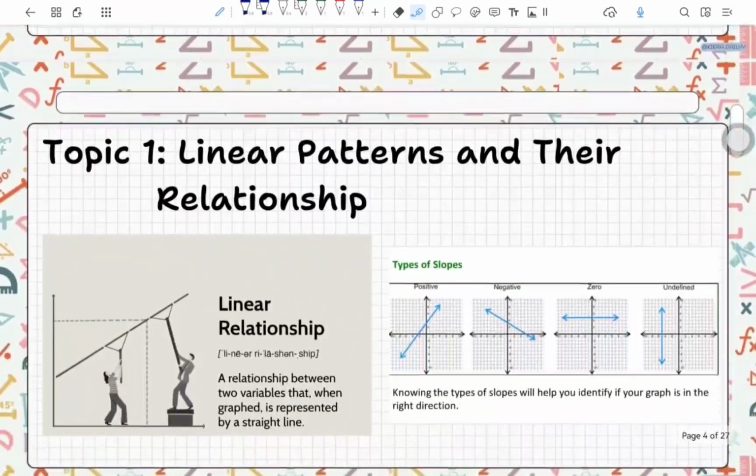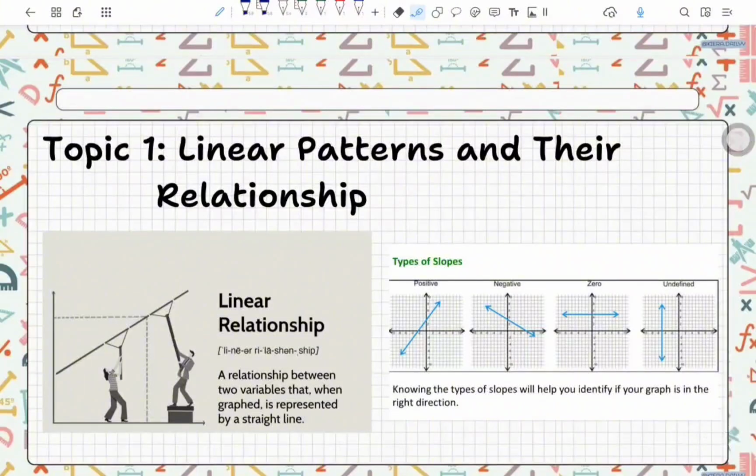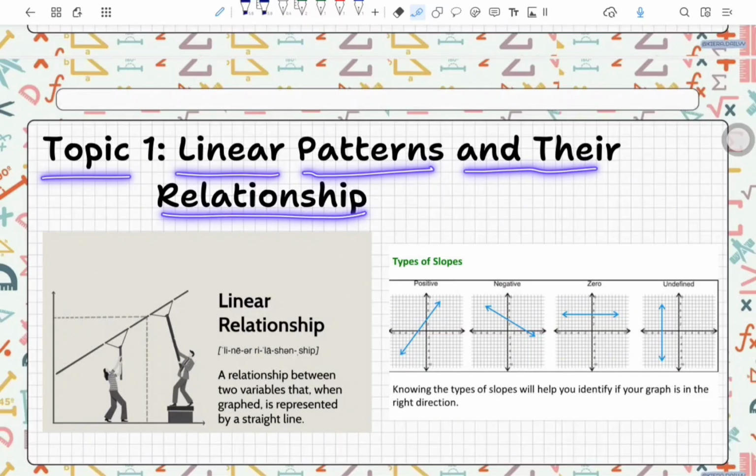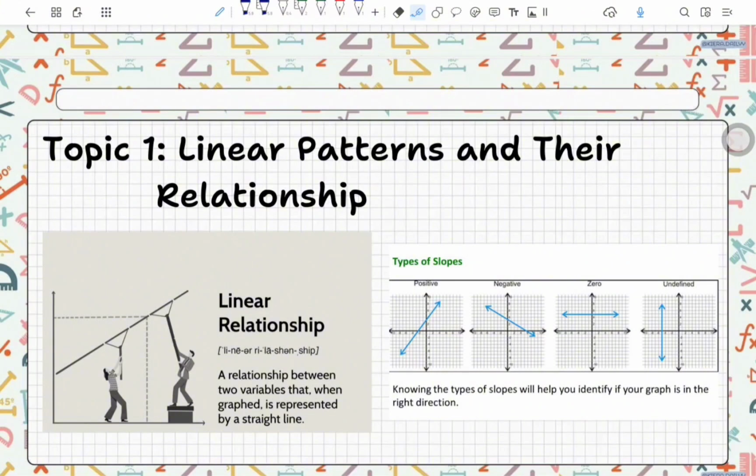So let's start with topic number one: linear patterns and their relationship. So what is a linear relationship? When we say linear relationship, it is a relationship between two variables that, when graphed, is represented by a straight line.